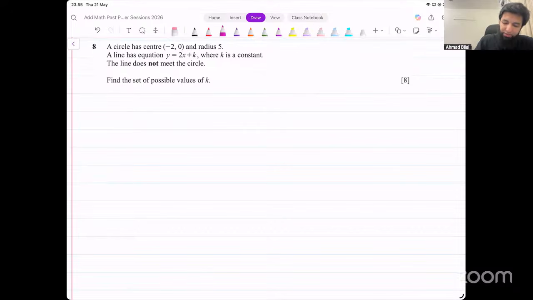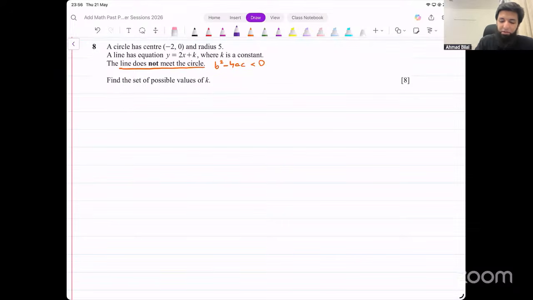Okay, a circle has this center and radius 5. A line has this equation. The line does not meet the circle. Does that remind you of something? Line does not meet a function that has some quadratic terms in it. Circle has quadratic terms, right? X squared, y squared. Line does not meet the circle. We could say b squared minus 4ac, that is supposed to be less than 0. What we want to find is the set of possible values of k.